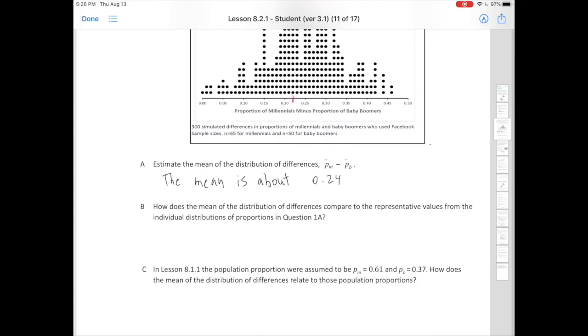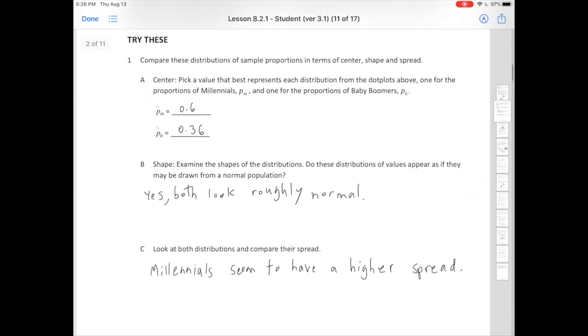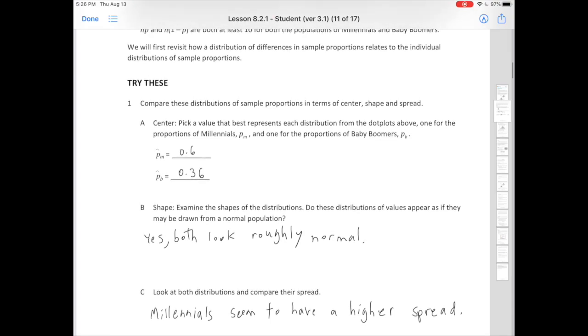How does the mean of the distribution of differences compare to the representative values from the individual distributions of proportions in question 1a? Well, if we look at question 1a, we have these two values here, and I want us to think, how does 0.24, the number we just got, relate to these two means?